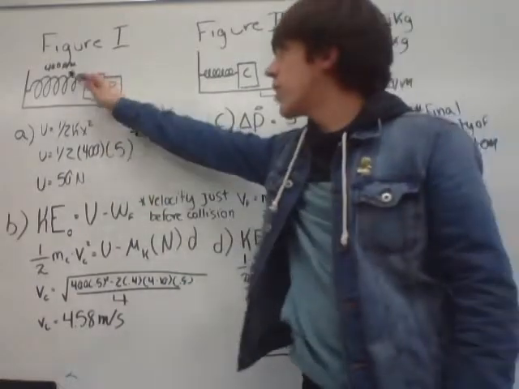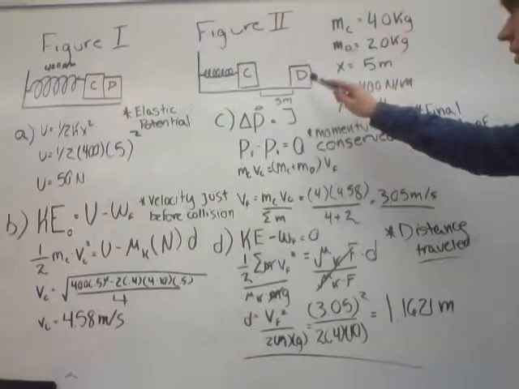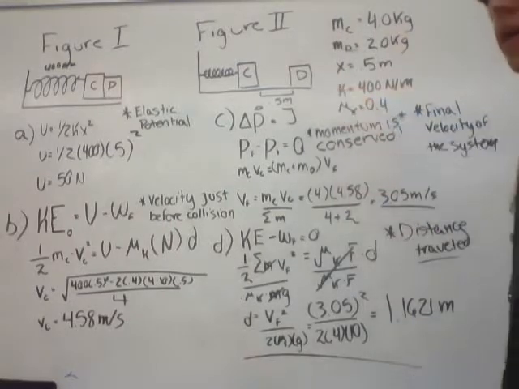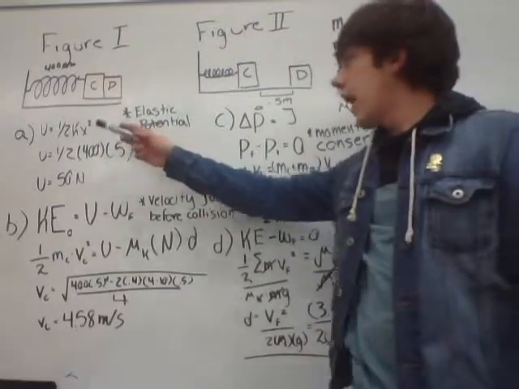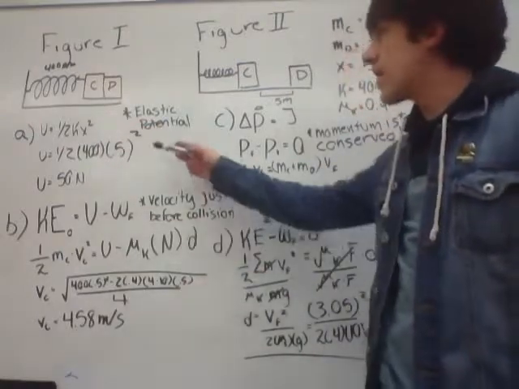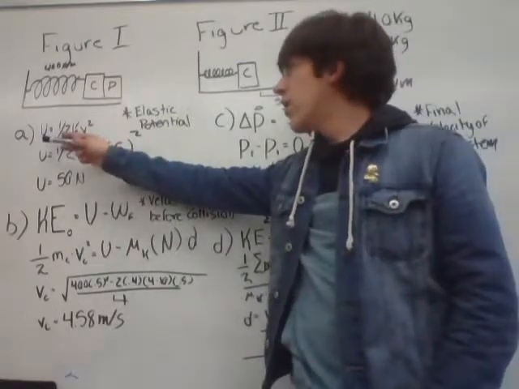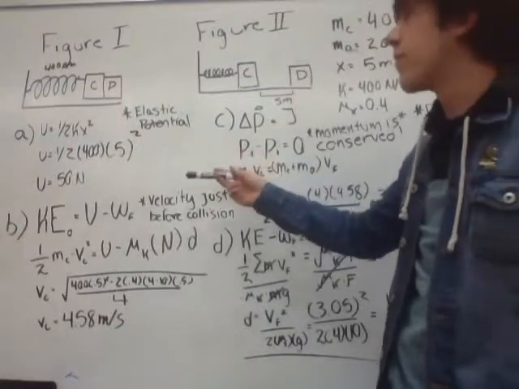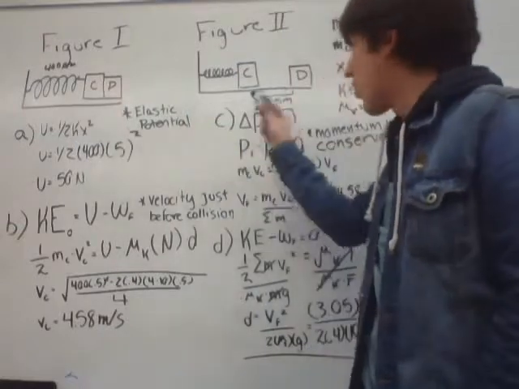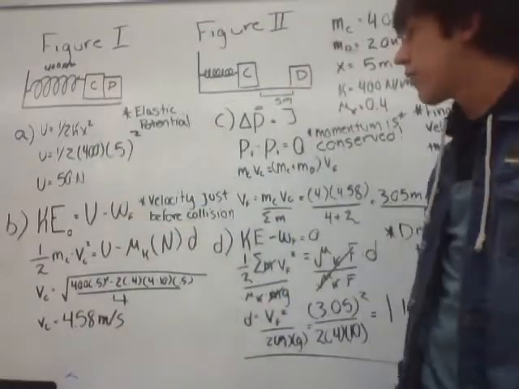We're also given the spring constant for the spring, the mass of the blocks, and the mu kinetic friction from the block to ground. So in A, they're asking us what the elastic potential is, and that one's pretty simple. You plug in your elastic potential is equal to 1/2 times the spring constant multiplied by the compression squared. And plugging that in, you get 50 newtons. That one's not very difficult.